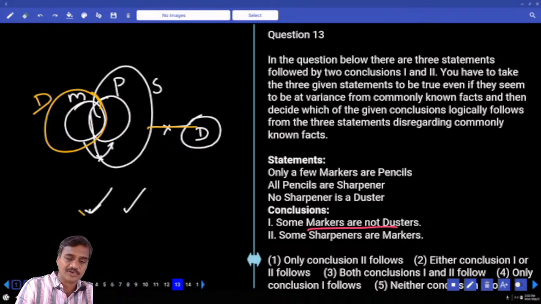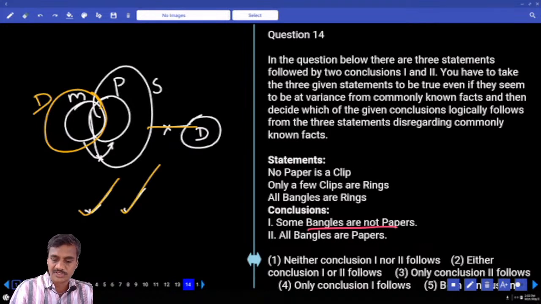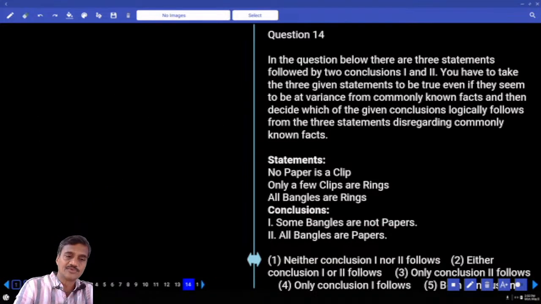Alternate diagram cannot be drawn. This will be true forever. And so what is your answer? Both 1 and 2. Choice 3, question number 13. Then coming to the 14th one.